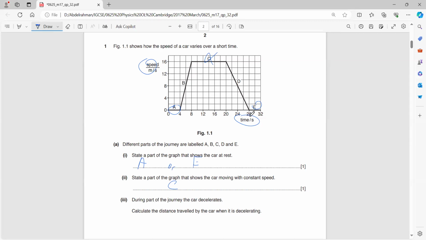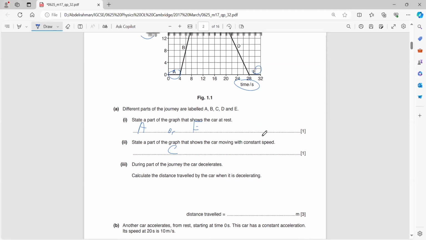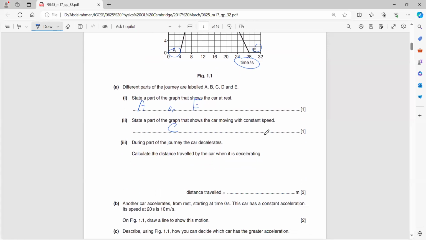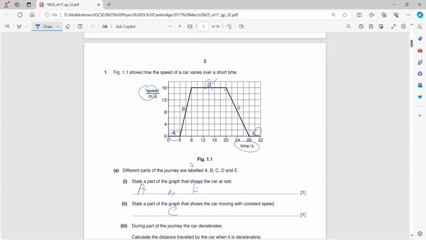During the part of the journey when the car is decelerating, calculate the distance traveled. How can I find the distance traveled while decelerating? I need to find the distance. How can I find the distance, guys? Area under the graph, right? What's the area under the graph? The part of decelerating is this part. Half times 16 times 8.